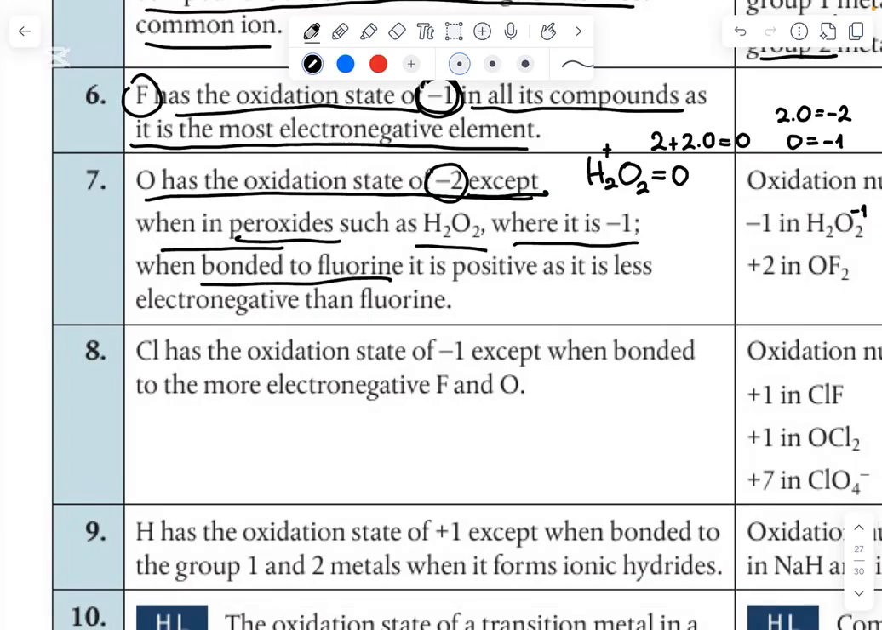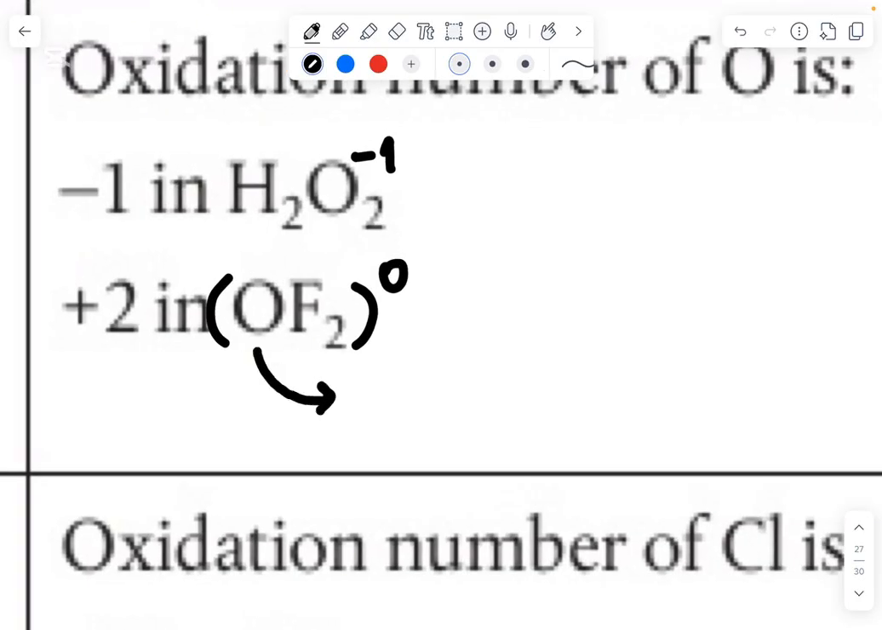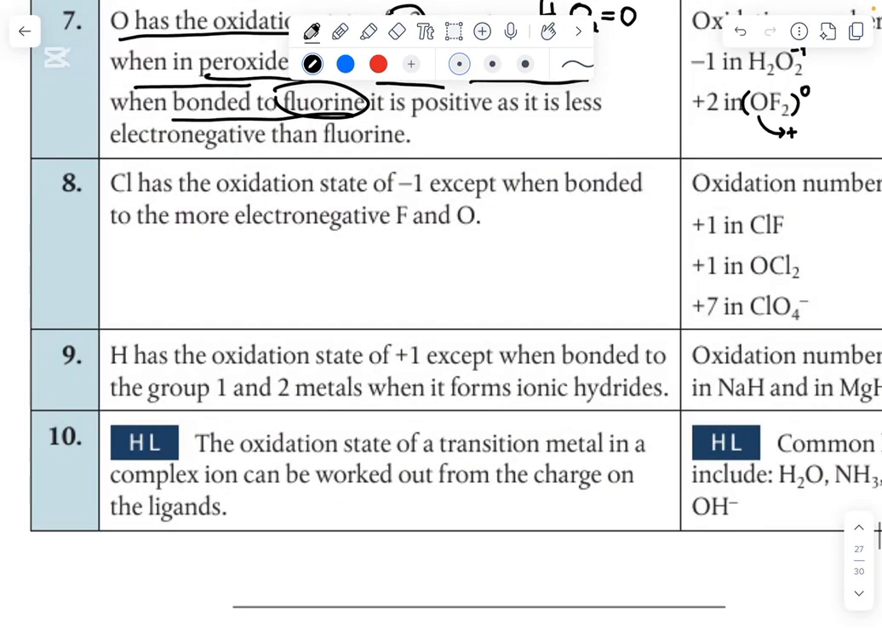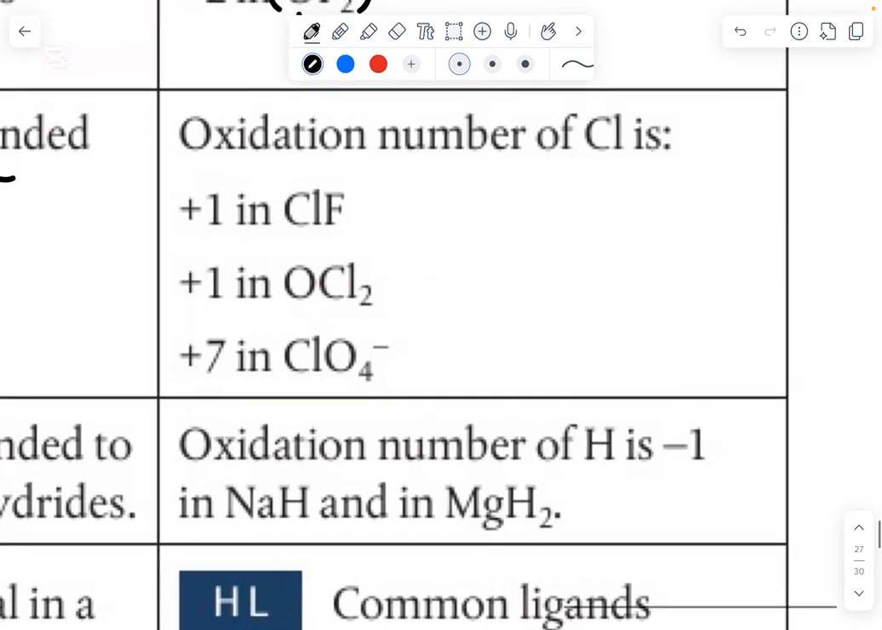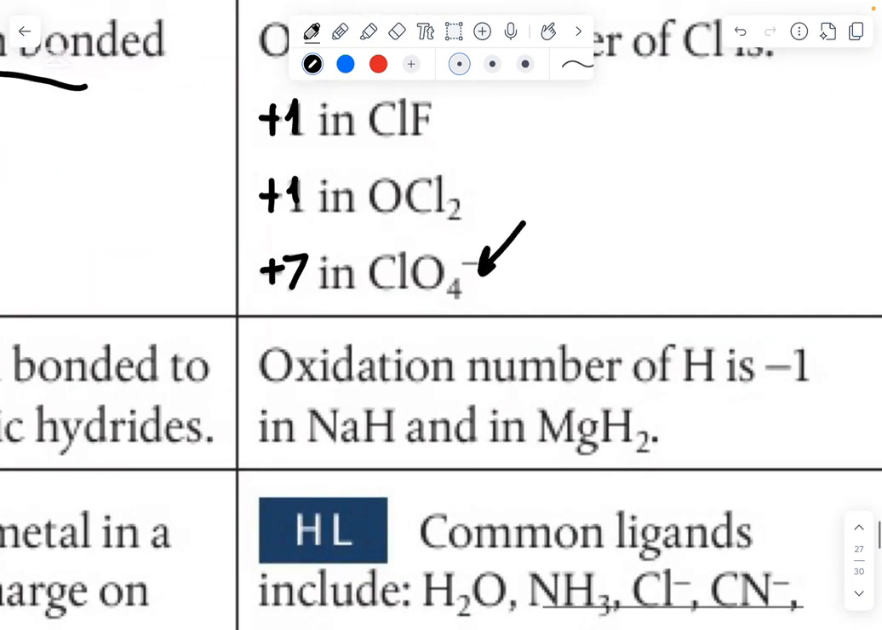And when bonded to fluorine, it is positive as it is less electronegative than fluorine. We just talked about fluorine being the most electronegative element, so it's going to be more inclined to have a negative charge. And obviously, because this has to have a charge of 0, oxygen has to have a positive oxidation state. Chlorine has an oxidation state of -1, except when bonded to the more electronegative fluorine and oxygen. It can be a +1 oxidation state, or +7 even, when bonded to oxygen.